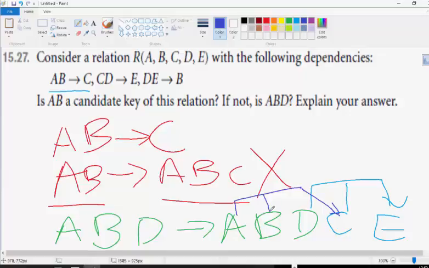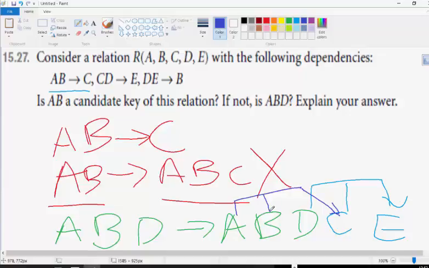So I'm saying my explanation is, starting from ABD, you have to write more actually. So I start with ABD. From ABD, I can get to C. And from CD, I can get to E. That means I'm able to get to all my attributes starting from just A, B, and D. That's one part.